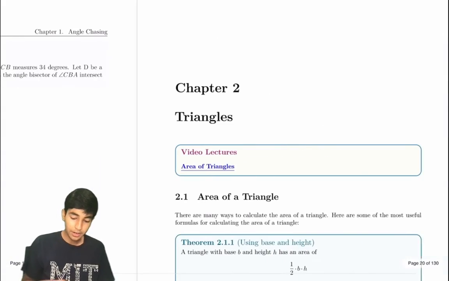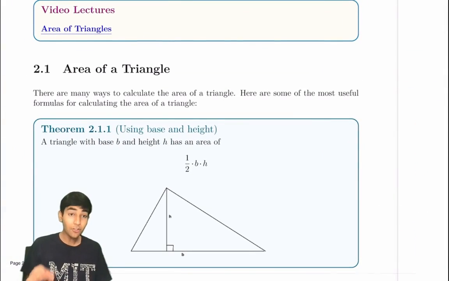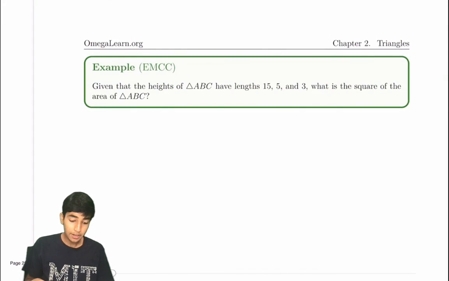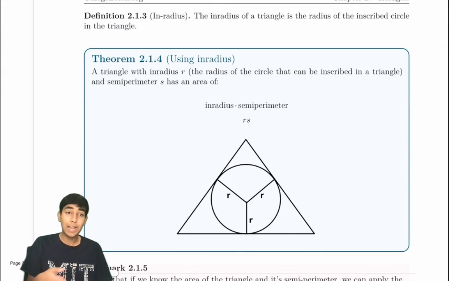We're now ready to move on to triangles. And angle chasing is very useful in triangles, but triangles have some cool properties like Heron's formula, inradius, and we're going to explore a bunch of these properties in the next video.